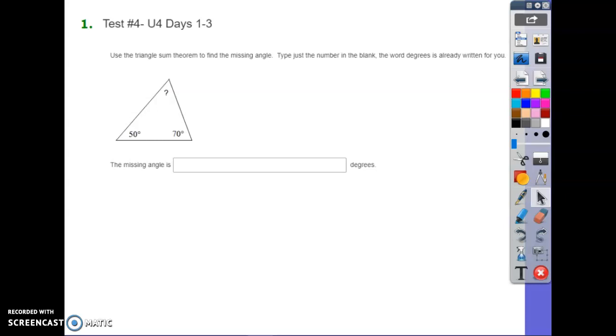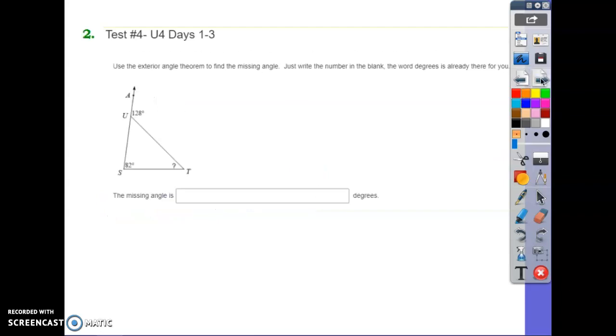Okay, geometry, I'm going to go over our test number 4, unit 4, days 1 through 3. So the first problem is clearly triangle sum theorem. It even tells you so in the problem. And we know that 50 plus 70 plus some number is going to add up to 180 degrees. You can use your calculator and you'll get 60 degrees for the missing angle.